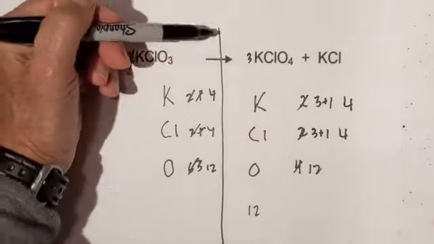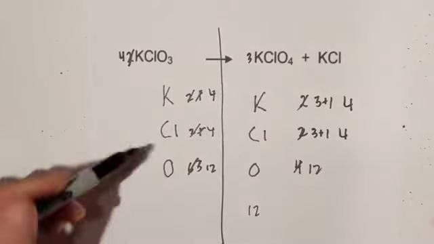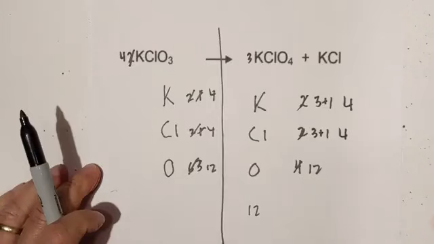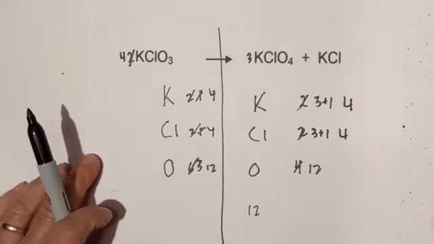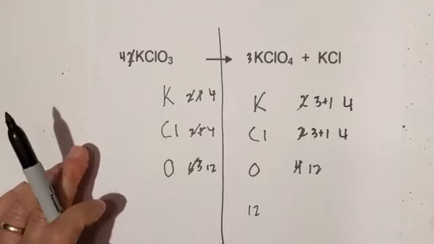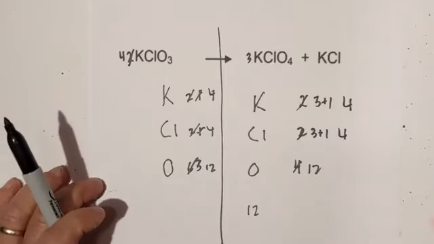So in summary, I draw a line down the middle. I count atoms. I then start with my metals. Then I go non-metals. And then I go hydrogen, or if you have anything else.